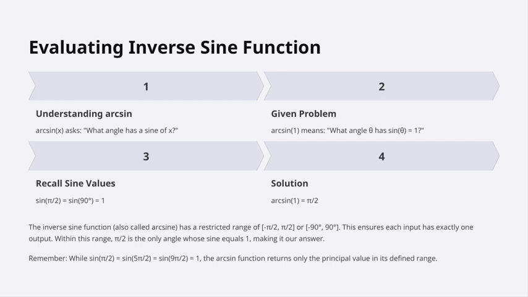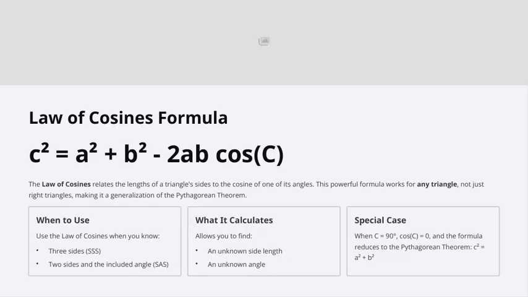And remember, even though sine of pi over 2, 5 pi over 2, or 9 pi over 2 all equal 1, the arcsin function only returns the principal value within its defined range. That means it always gives us the unique, most standard answer. So, in summary, the inverse sine function helps us find the specific angle in a restricted range where the sine is a given value. It's a powerful tool, but understanding its range and principal values is key to using it correctly. Let's take a look at the law of cosines formula.